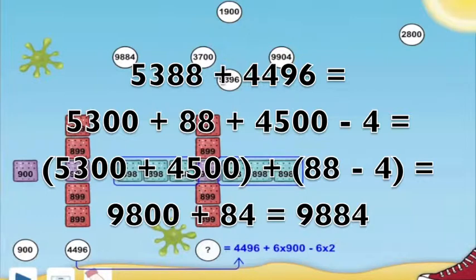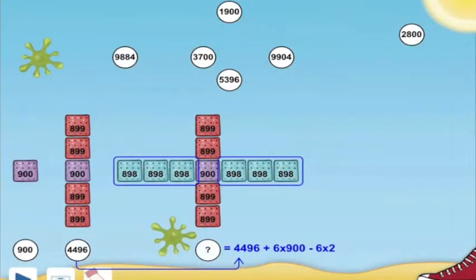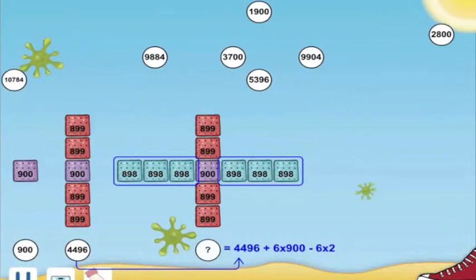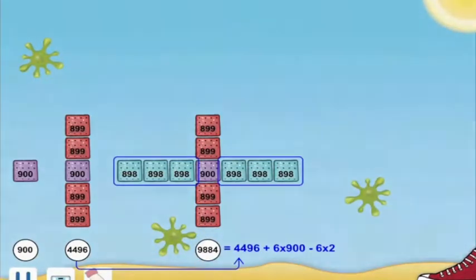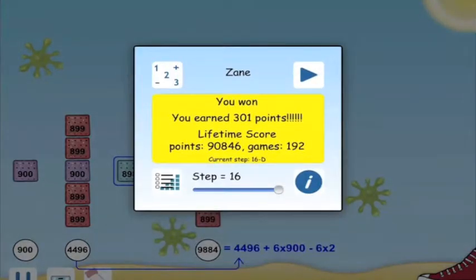5300 plus 4500 is an easy operation, that's 9800. Then 88 minus 4 is 84. So we have 9800 plus 84, which is 9884. So let's start the game back up again and look for 9884, and there it is. Great, completed the game successfully.